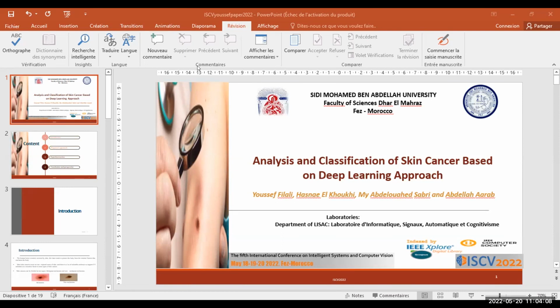Can you justify your choice of deep learning and not machine learning? Because you have chosen skin cancer, so you can have structured data. So why do you choose deep learning?